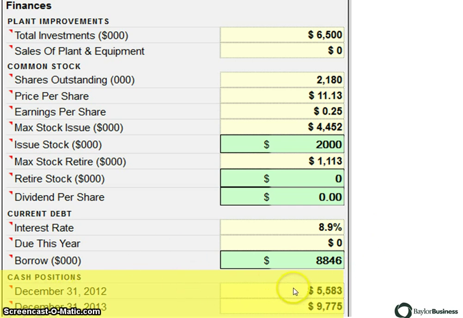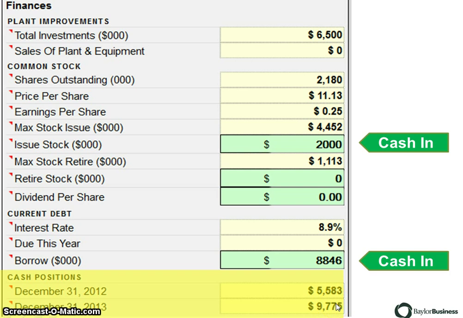Here are your cash positions at the end of each year. You start with $5.6 million in cash there. And we've made decisions that suggest, just predict, it's a prediction only, that we'll have $9.8 million in our cash balance at the end of the year. How did we get that?